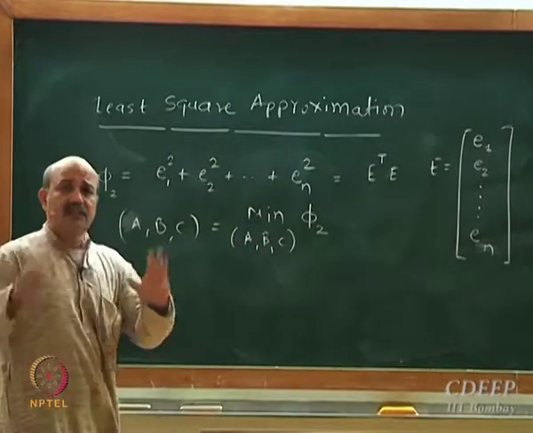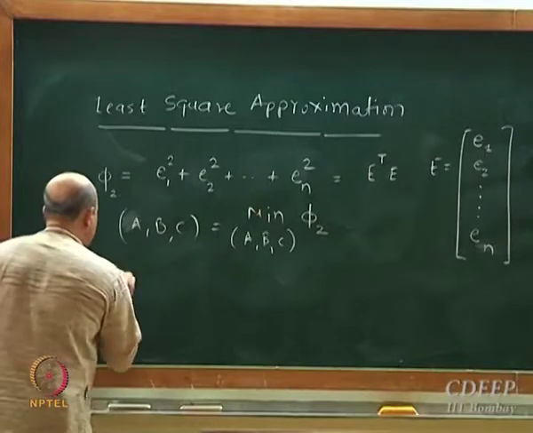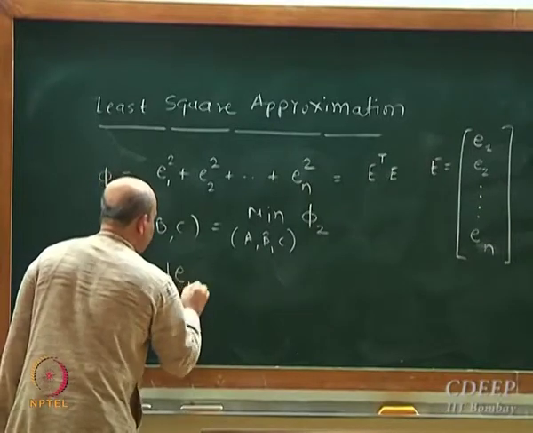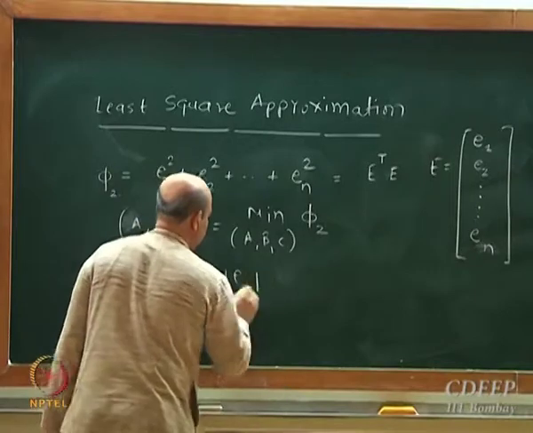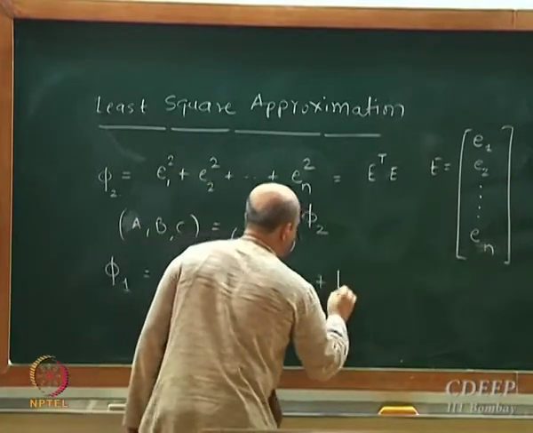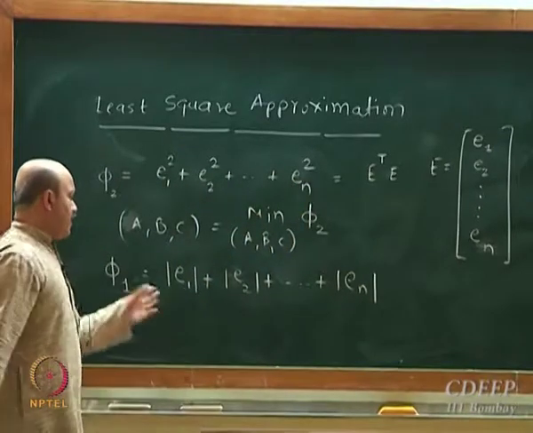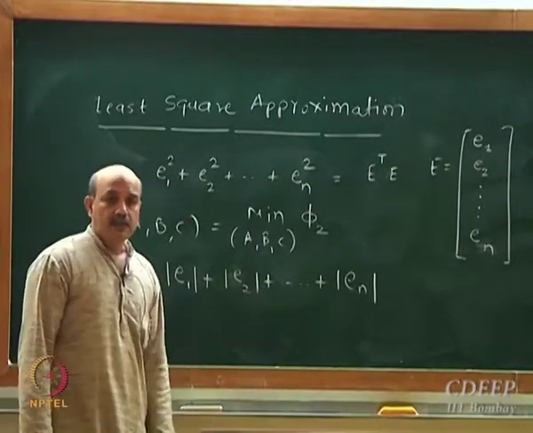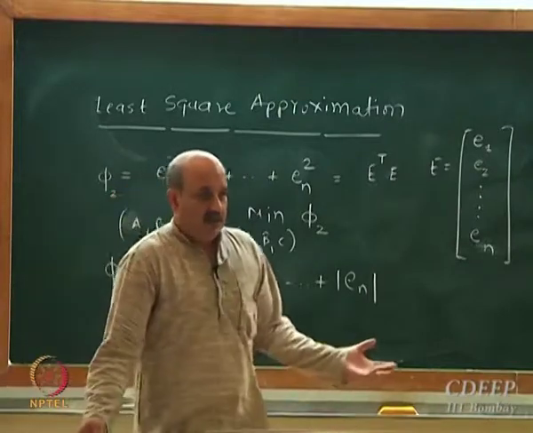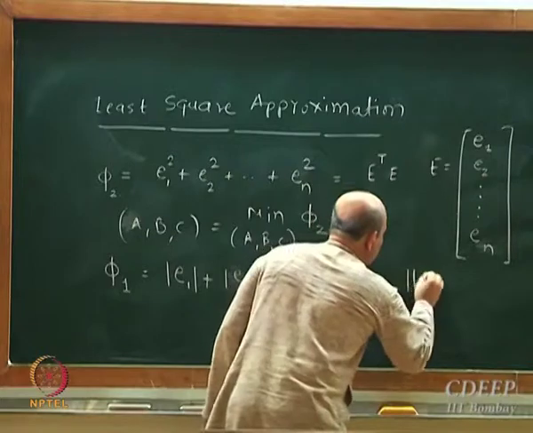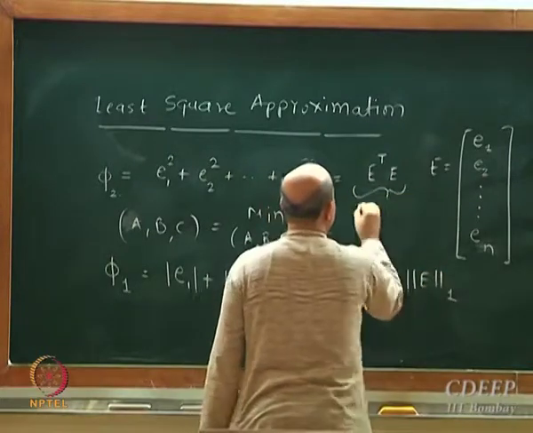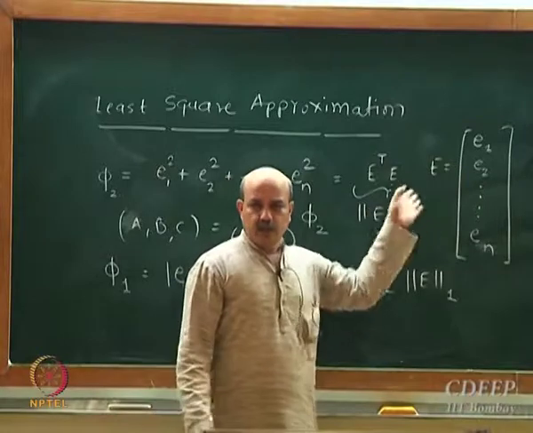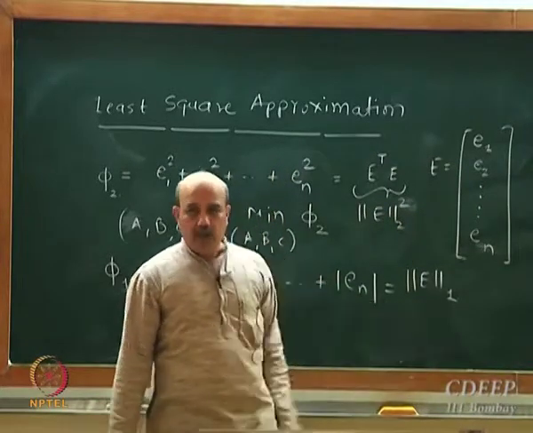So there is another way of formulating the problem. This is not the only way. I could formulate this phi 1: mod E1 plus mod E2 and so on. Somebody might say, why this sum of the square of errors, why not the sum of the absolute errors? Nobody stops you from doing that. This will be nothing but the 1 norm of E. What is this? 2 norm of E squared, right? If E is a vector, it is 2 norm of E squared. This is the 1 norm of the E vector, okay?